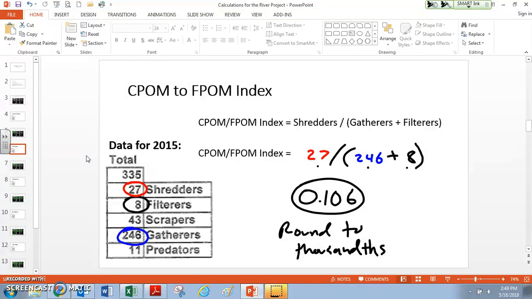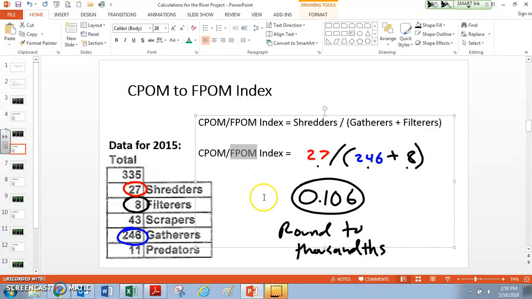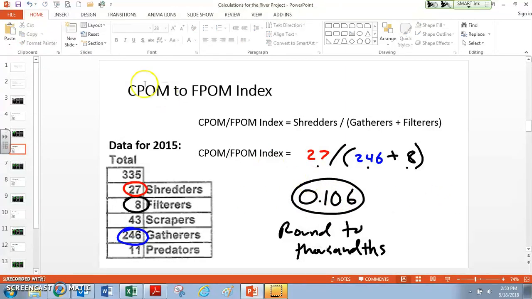And so what this would mean is that, again, it's quite low, so that means that my CPOM FPOM index is low, and I don't have a lot of CPOM. This is very close to 0. If it were closer to 1, it means that lots of my food would be CPOM, coarse particulate organic matter, as opposed to FPOM. Because our number is so low, all that means is that most of the food that we find is actually FPOM. A low number for this means that we have a lot of FPOM. So let's look at our other equations.